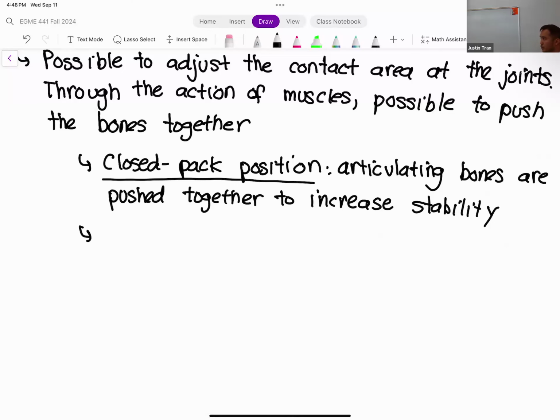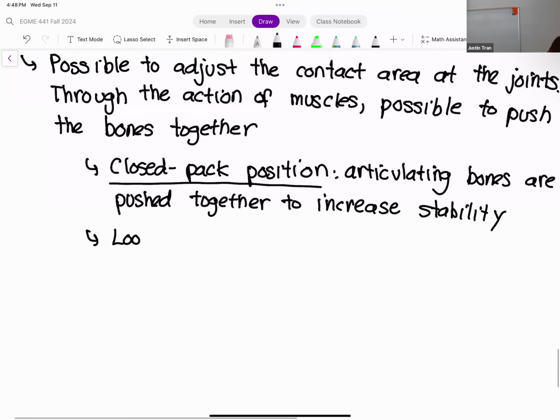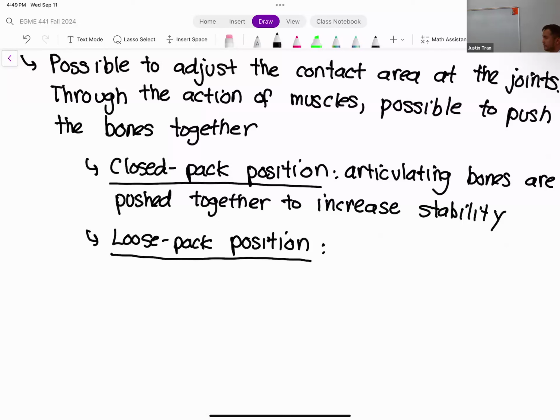And then the opposite of that is a loose pack position. In a loose pack position, it's very rare for muscles to pull your joints apart. I think probably the only case where that's true is at your shoulder joint, where people can willingly dislocate their shoulder themselves. Most of your joints aren't designed like that. But basically, in a loose pack position, the articulating bones are being pulled apart, usually through some kind of external force or influence, and it decreases the stability of the joint.